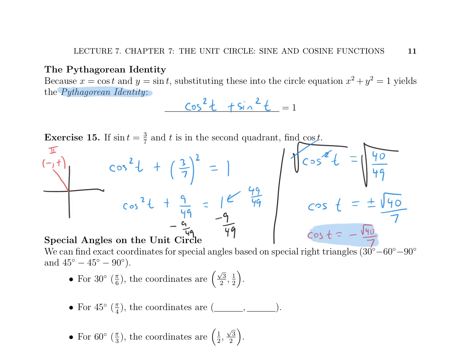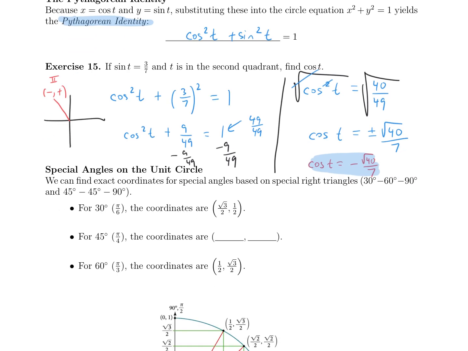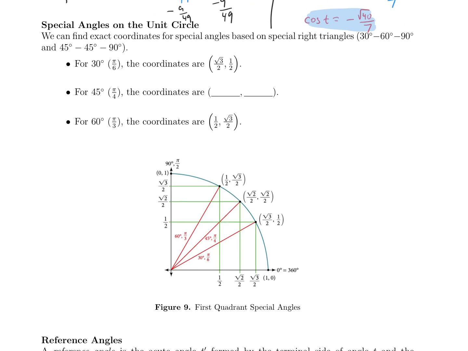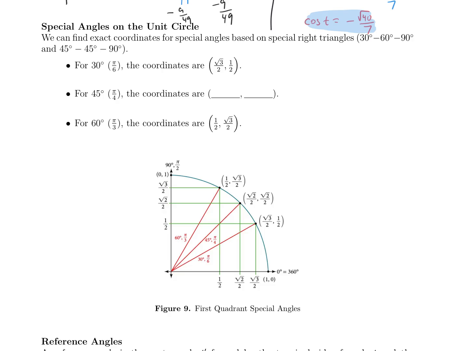Okay, let's move on. So now they're going to give us some more information regarding the special triangles, which we talked about in the previous section, 30-60-90 and 45-45-90 triangles. So for 30 degrees, if you look at this diagram down below, 30 degrees is here. This is your 30-degree angle. Notice that the coordinates are radical 3 over 2, comma 1/2. They give us that info here.